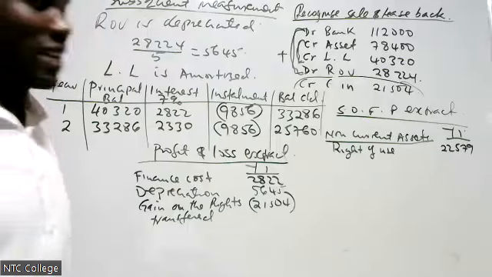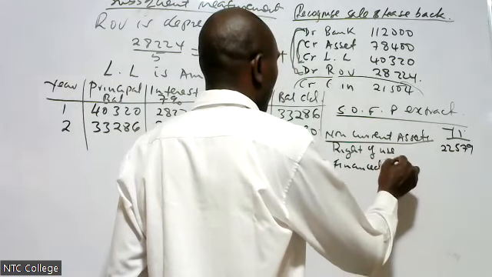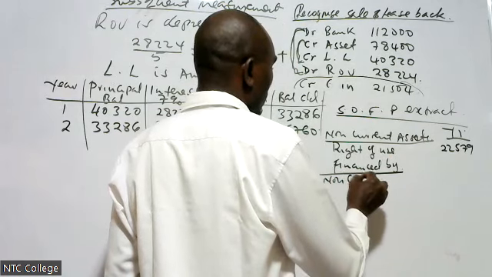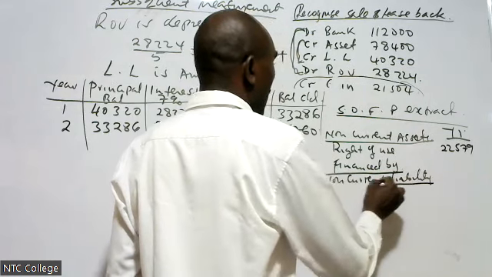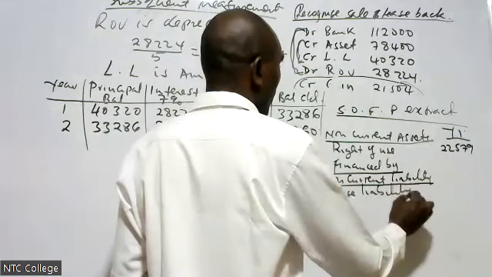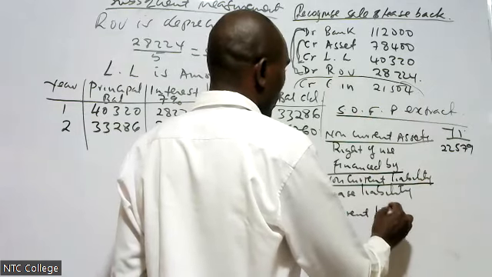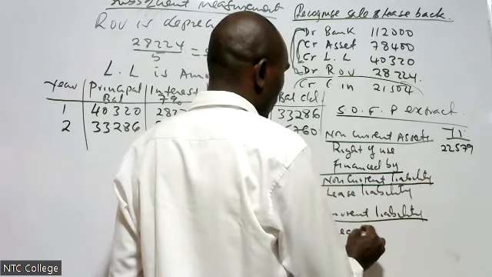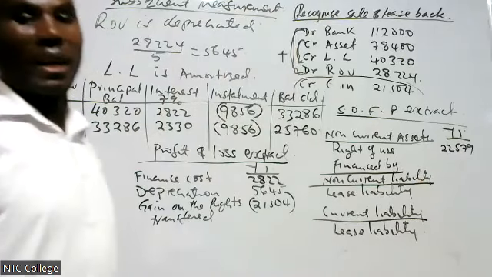Then I come to the financed by section. Here I have non-current liability, where I have this liability. Then I have current liability, where we have this liability there.